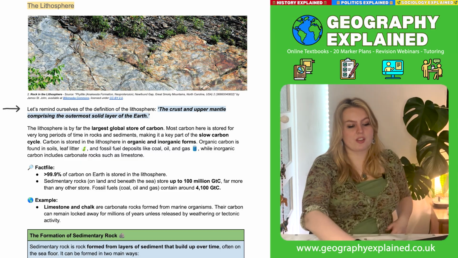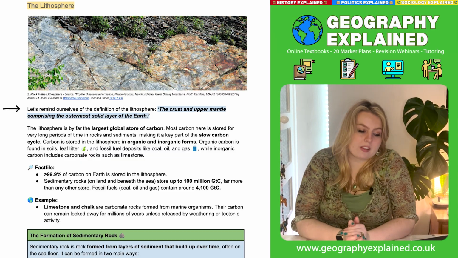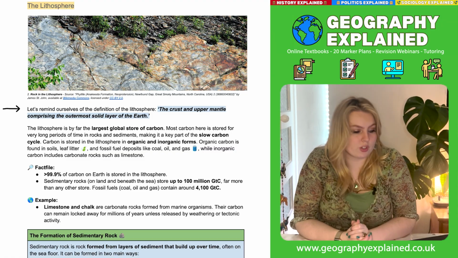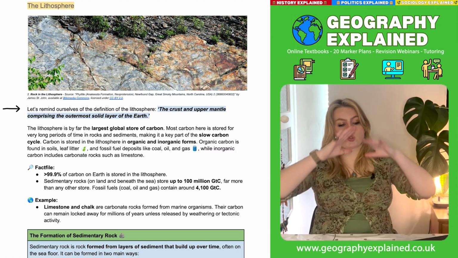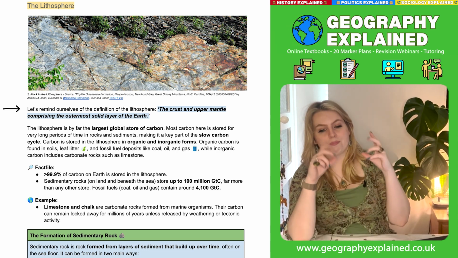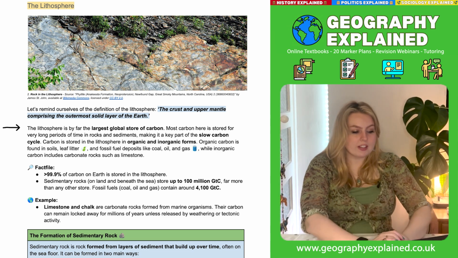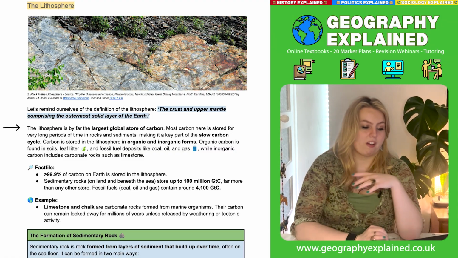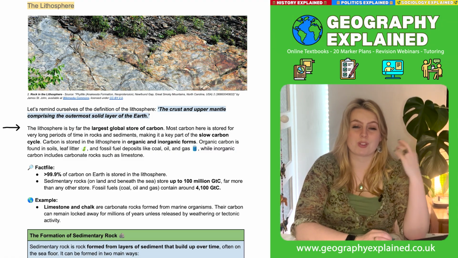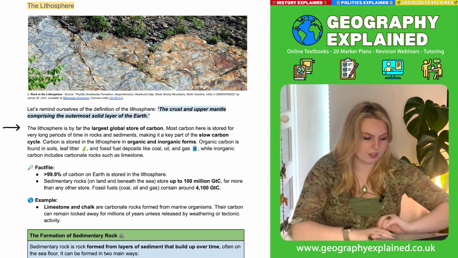So reminding ourselves of the definition that we came across in the water cycle, the lithosphere is the crust and upper mantle comprising this outermost solid layer of the earth. So not that sort of molten area of the mantle. So the lithosphere is definitely by far the largest store of carbon. So you could make an argument there that it's the most important, but that's for you to decide.